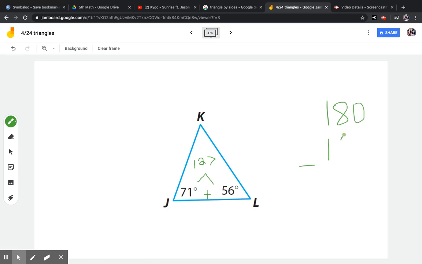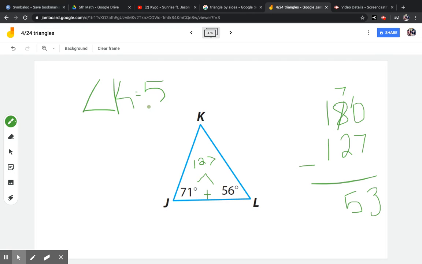I subtract 180 minus 127. Again, I'm going to have to get rid of that 0, make it a 10, make that 8 turn into a 7, and then subtract. 10 minus 7 would be 3. 7 minus 2, I would get 5. So that is telling me that angle K is 53 what? 53 degrees.